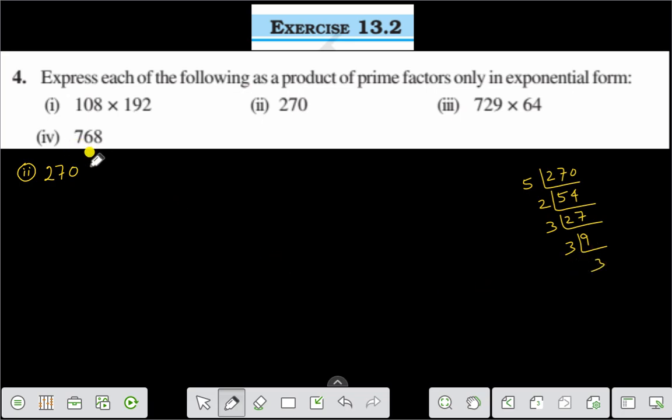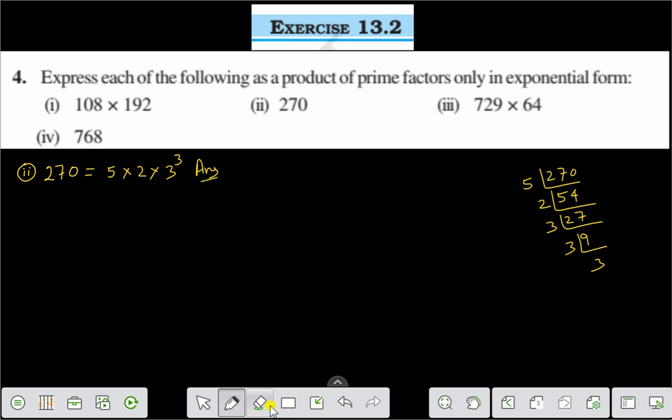Right? Therefore, we can say 270 can be written as 5 into 2 into 3 to the power, 1 2 3, 3 to the power 3. That is the answer: 5 into 2 into 3 to the power 3. Right? That is the value of 270. This is the answer of question number 2.